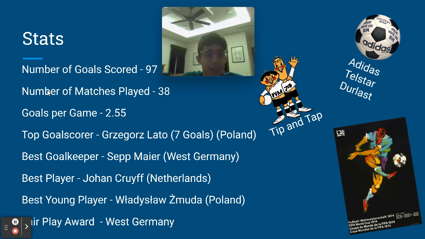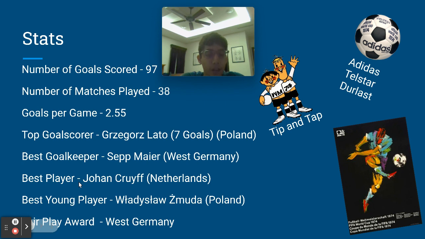Here are some of the stats. The number of goals was 93 in a 38-match tournament. The goals per game ratio was 2.55. Grzegorz Lato with 7 goals was the top scorer. Sepp Maier from West Germany was the best goalkeeper.